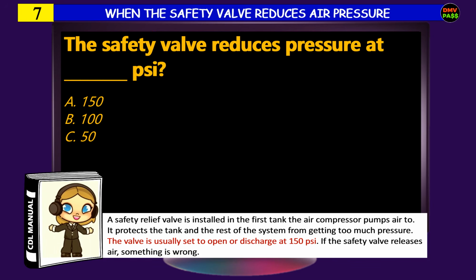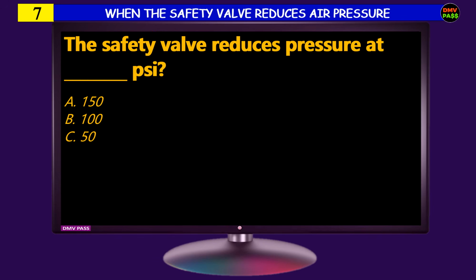Note: a safety relief valve is installed in the first tank the air compressor pumps air to. It protects the tank and the rest of the system from getting too much pressure. The valve is usually set to open or discharge at 150 psi. If the safety valve releases air, something is wrong. So, the correct answer is A.